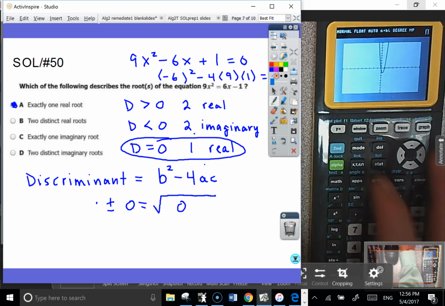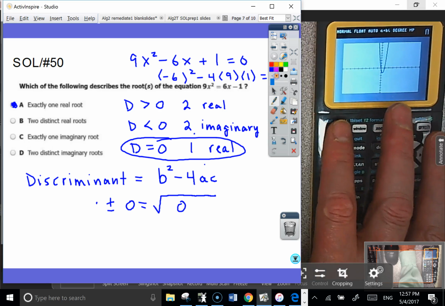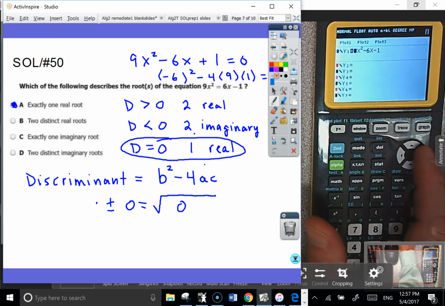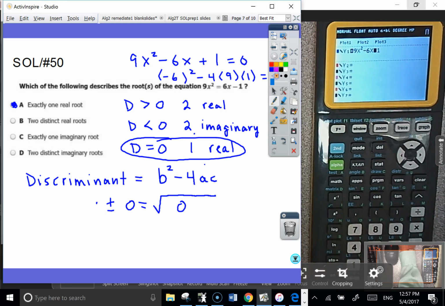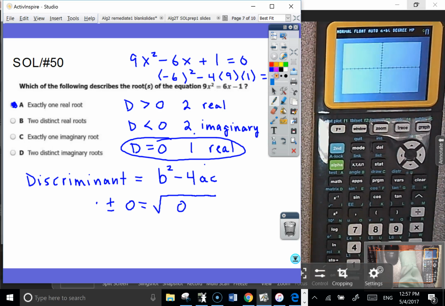Okay, what would it look like if there's no real solution? It never crosses the axis. So what if I put in plus 3? Graph. That's what it looks like if there are 2 imaginary solutions. It just never crosses the x-axis.